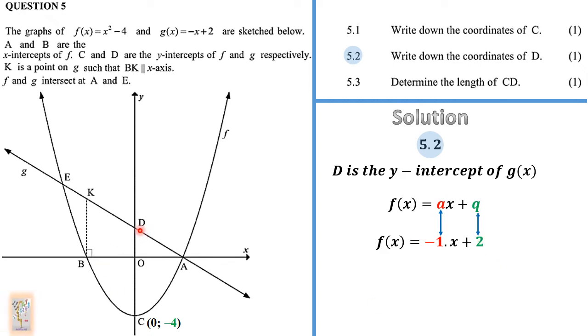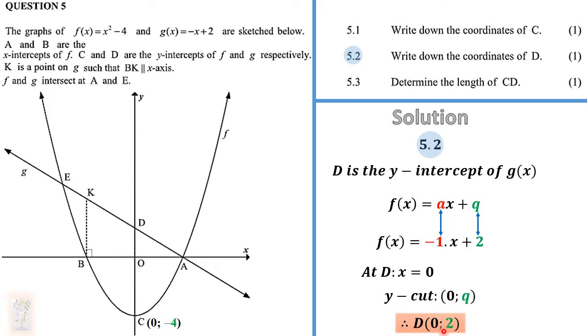But we already know the value of x here. By the way, what is the value of x here? Exactly 0. All right. Now it means at D we know x is equal to 0. Therefore, the y-cut or the y-intercept will be 0 and q. What is the value of q? Is 2. Therefore, it means the coordinates of D will be 0 and 2.